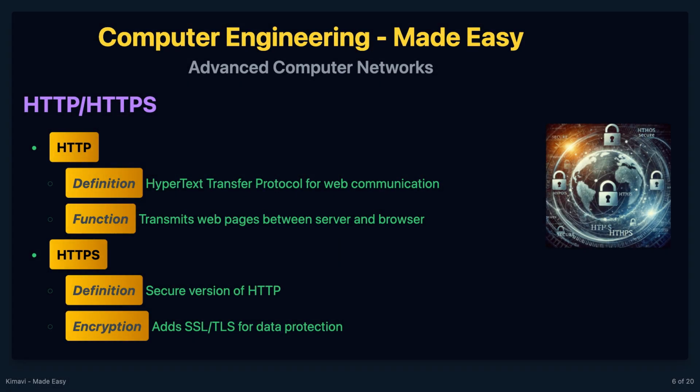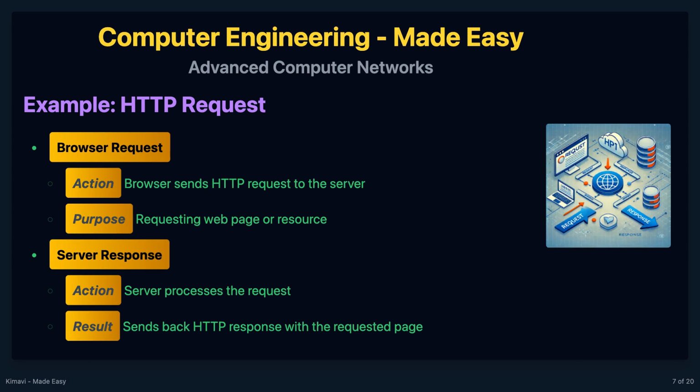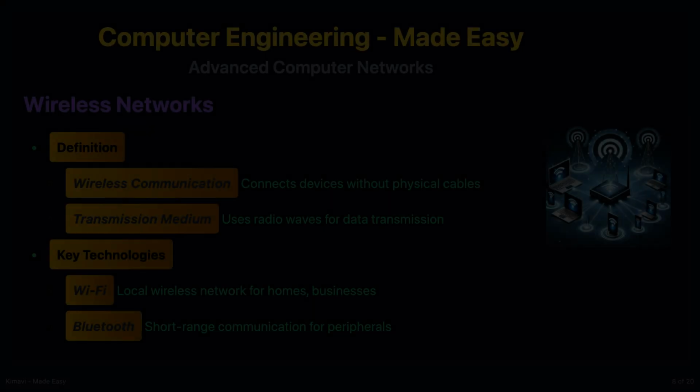Hypertext Transfer Protocol, or HTTP, and its secure version HTTPS are used for transmitting web pages over the Internet. HTTPS adds a layer of security by encrypting the data using SSL/TLS. When you type a URL in your browser, an HTTP request is sent to the web server. The server processes this request and sends back an HTTP response containing the requested web page.